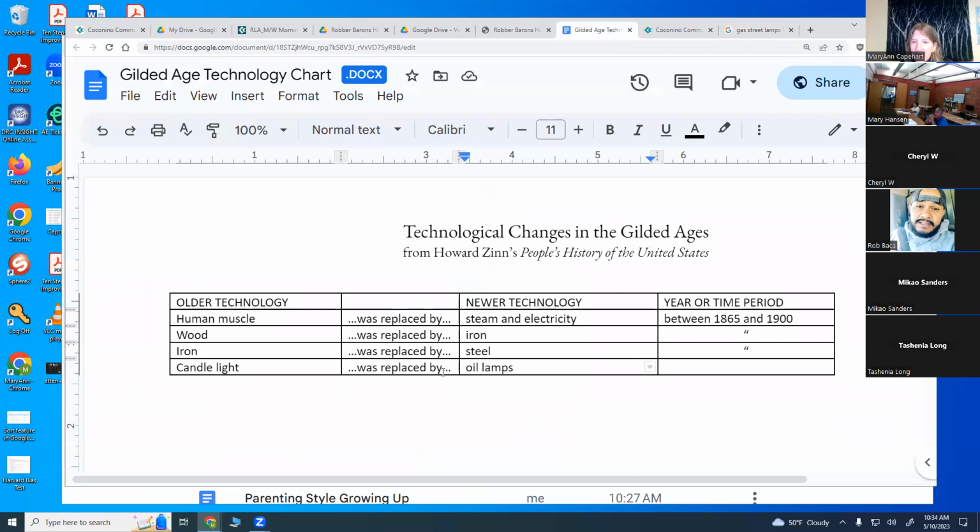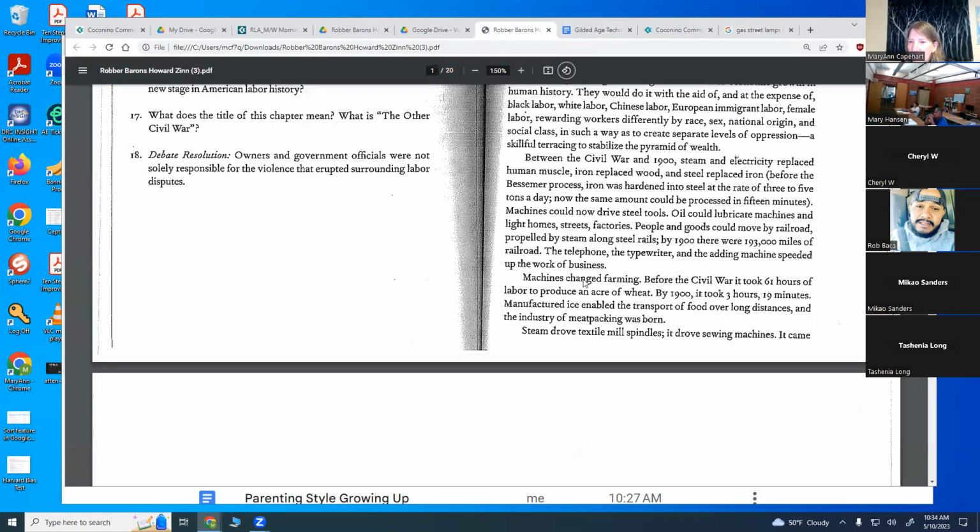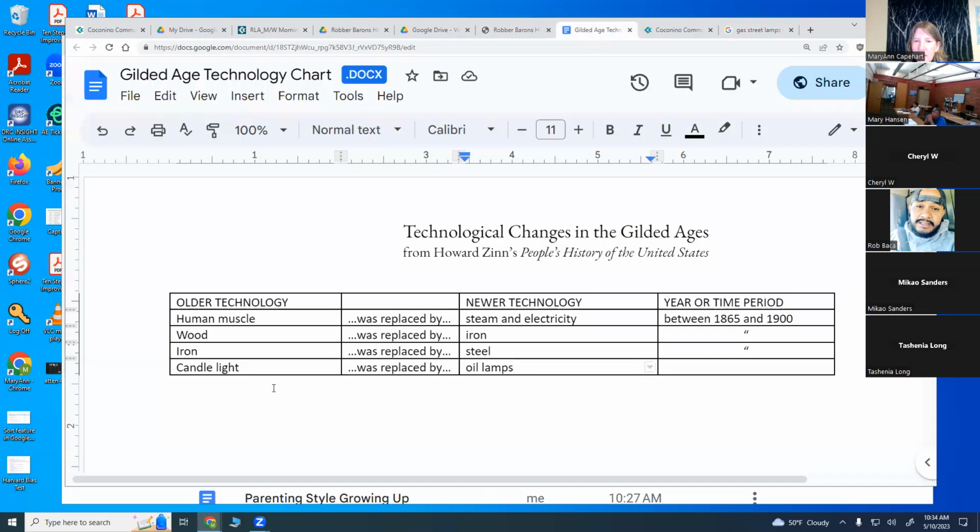Candlelight replaced by oil lamps. The newer technology is the oil lamps. Let's look again and see if we can get another thing going on here. Railroads. What did railroads replace? What did they use before, when there were no railroads? Horses. Yeah, horses and wagons.